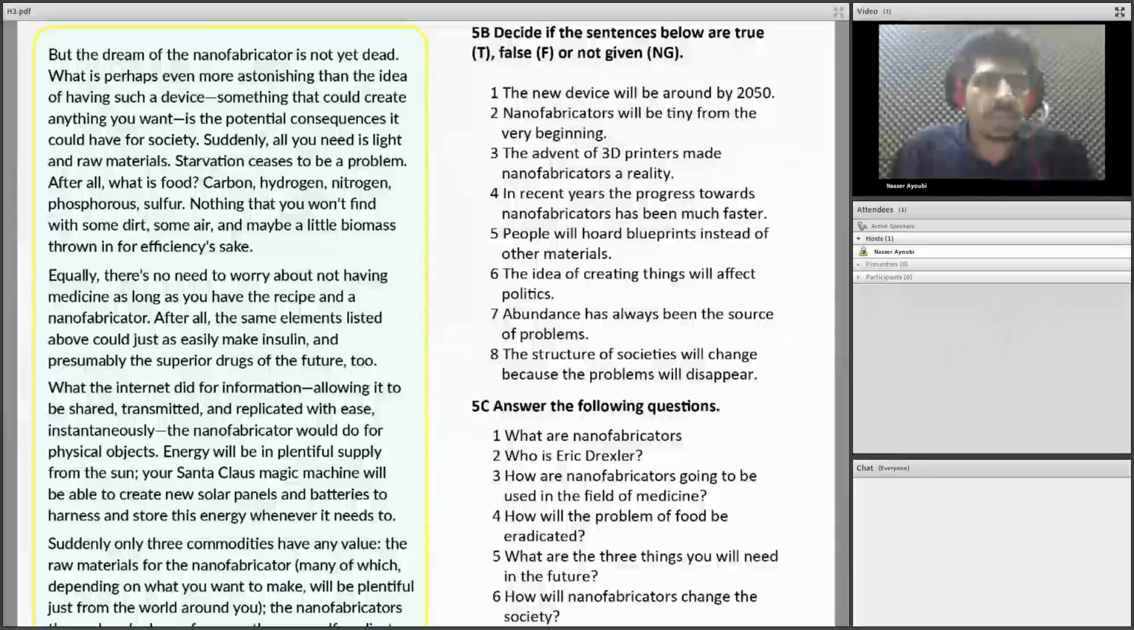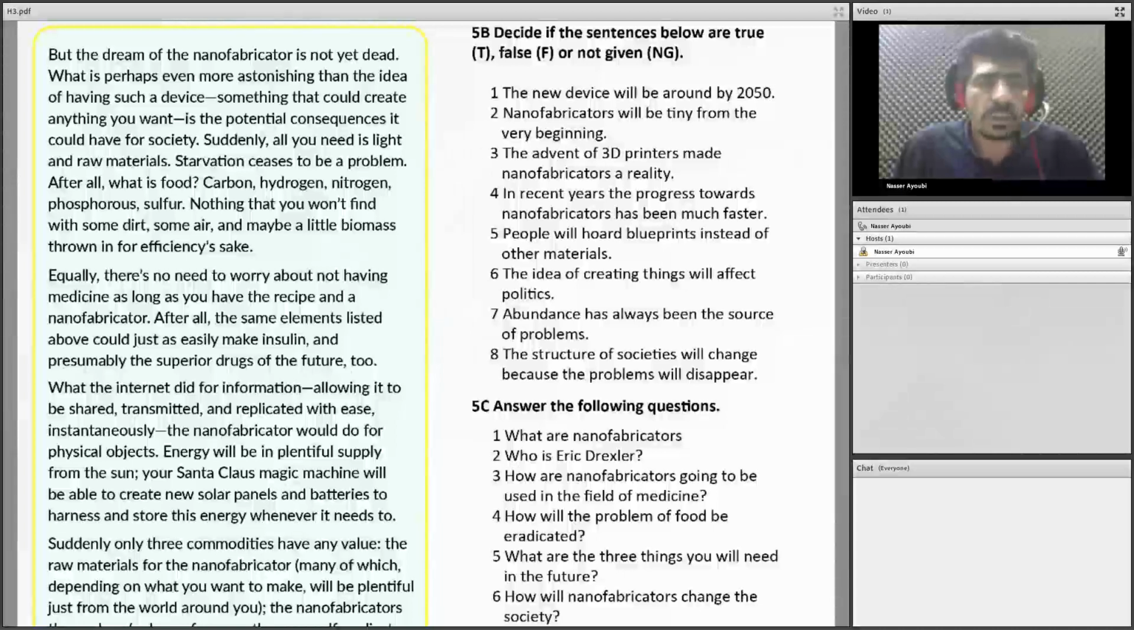But the dream of the nanofabricator is not yet dead. What is perhaps even more astonishing than the idea of having such a device, something that could create anything you want, is the potential consequences it could have for society. Suddenly, all you need is light and raw materials. Starvation ceases to be a problem.